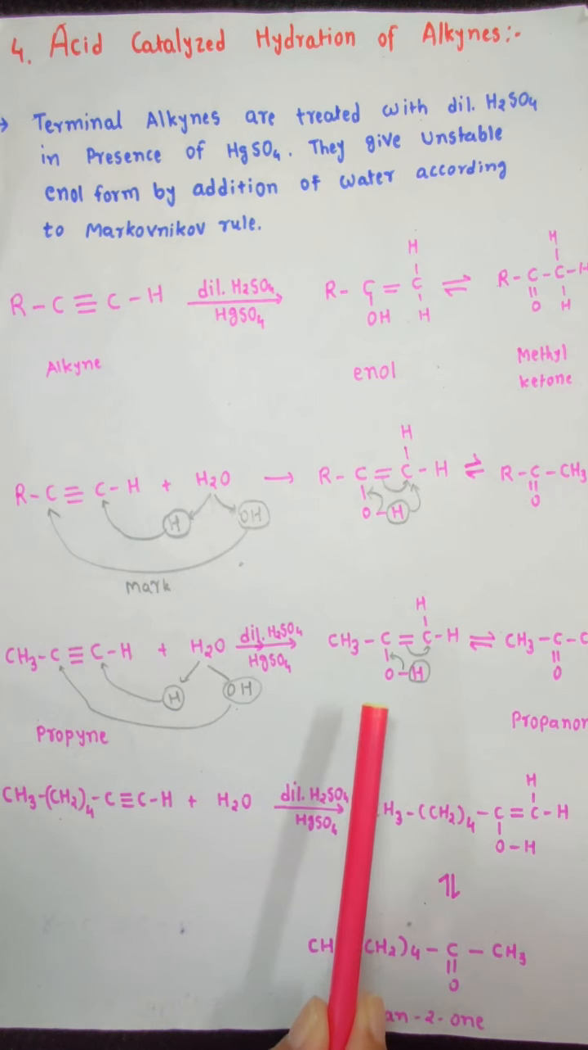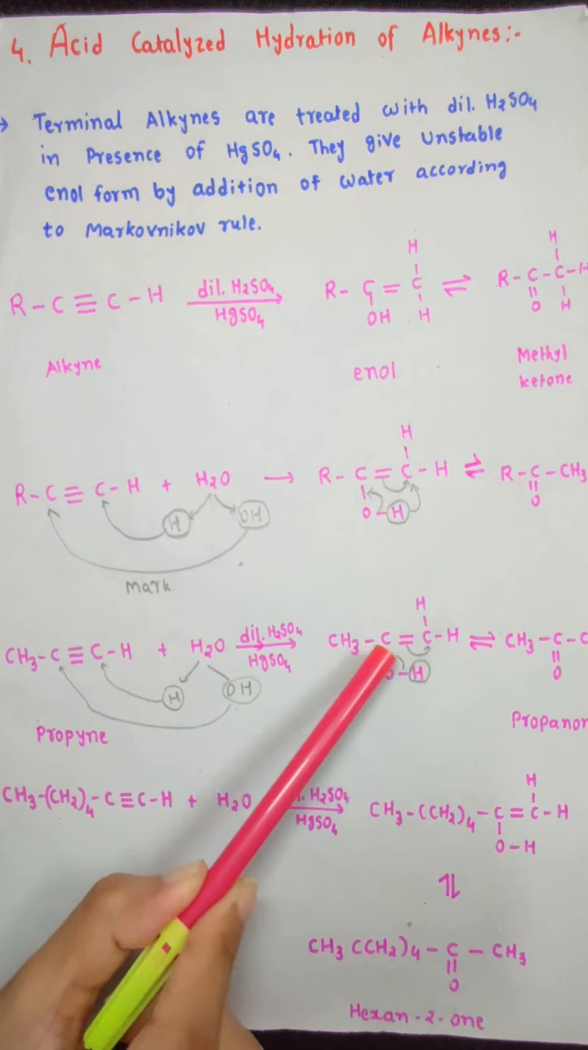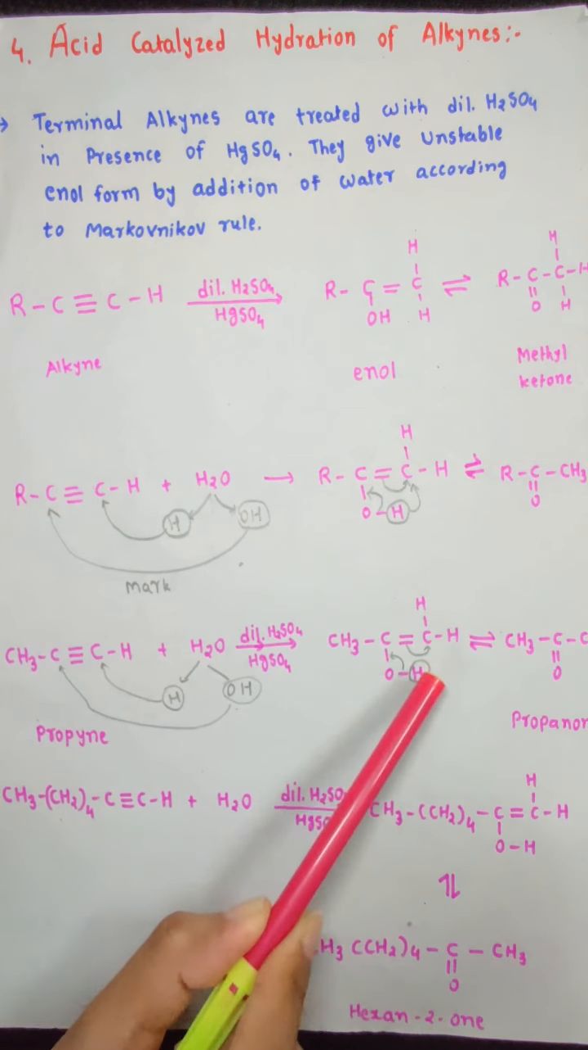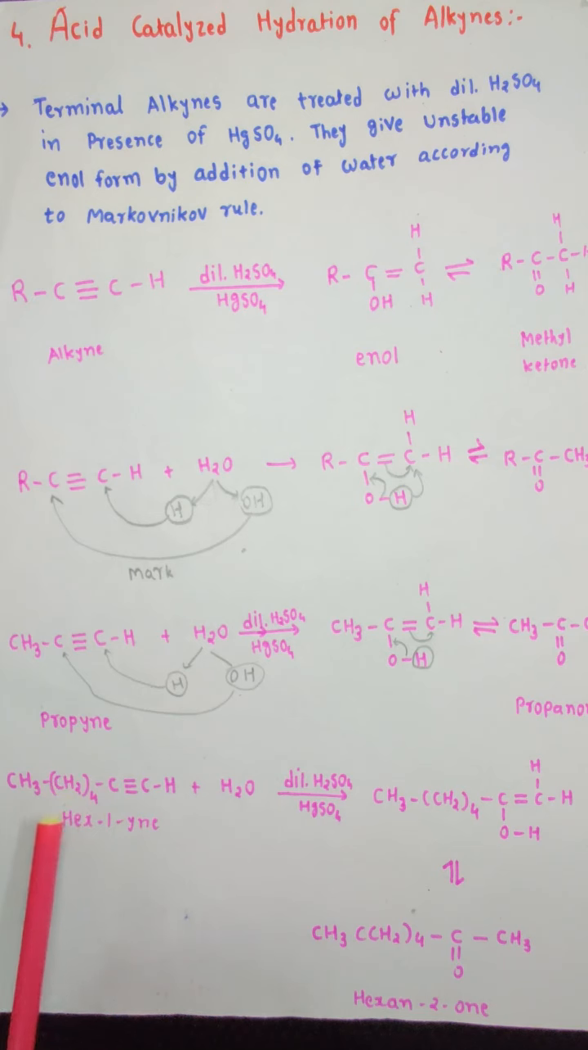Now this enol form undergoes rearrangement. The OH bond electron shifts between carbon and oxygen, carbon-carbon electron shifts on this carbon, and H plus released gets attached on this carbon. So we get CH3 as it is, C double bond O, and H shifts here, so CH3. So we get propanone. Okay, is this clear? So we get propanone. So let us learn another example, which is hex-1-yne.